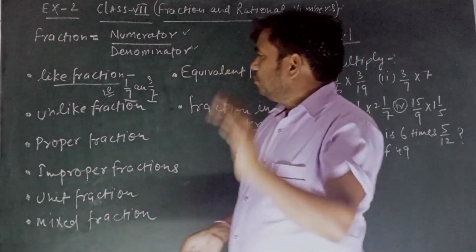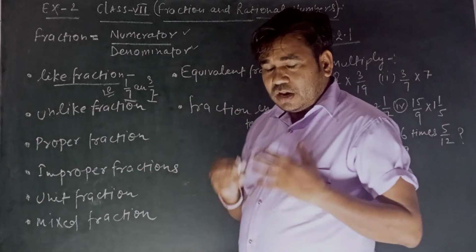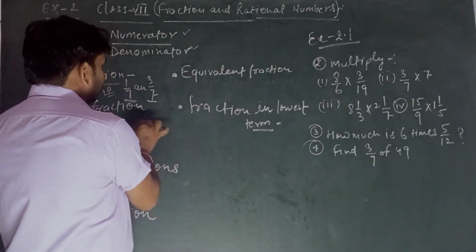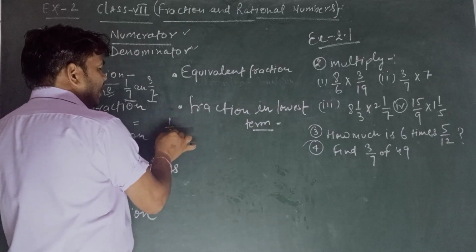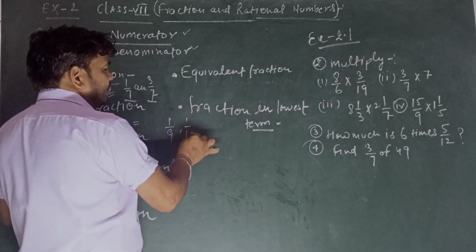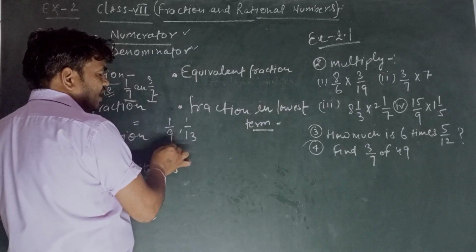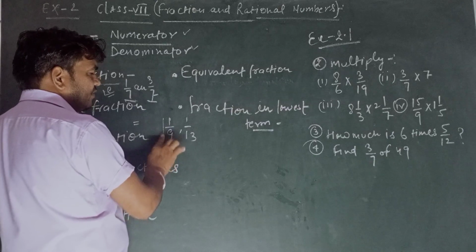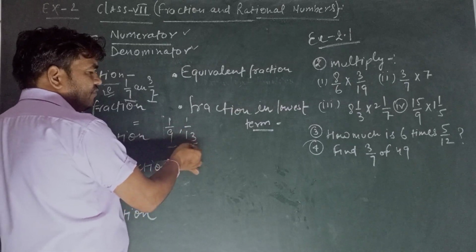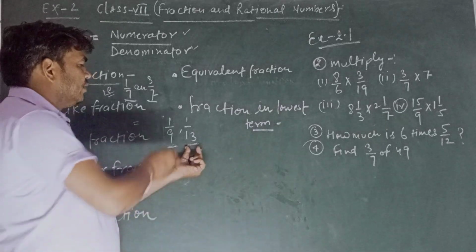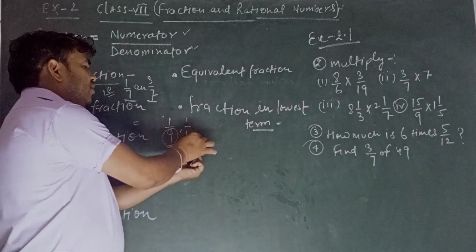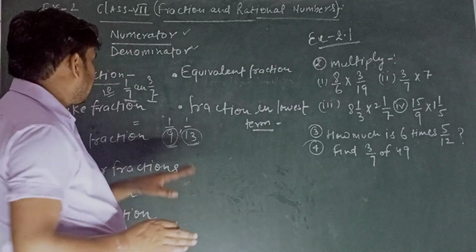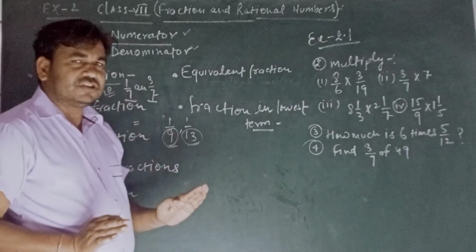And we see unlike fractions. In unlike fractions, the denominators are different. As you see, 1 over 9 and 1 over 13. Here you see this is a fraction, and in this fraction the denominator is 9, and in this fraction the denominator is 13. So the denominators are different, and that is called unlike fractions, students.